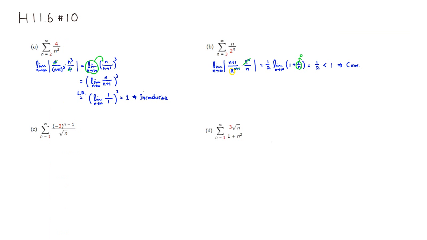Let's look at part C. Part C, we do the same thing. So the limit as n approaches infinity of the absolute value of a_(n+1): it's going to be negative 3 raised to the n+1 minus 1, so it's just n, over the square root of n+1, divided by a_n. So we just take the reciprocal. So you have the square root of n over negative 3 to the n minus 1.